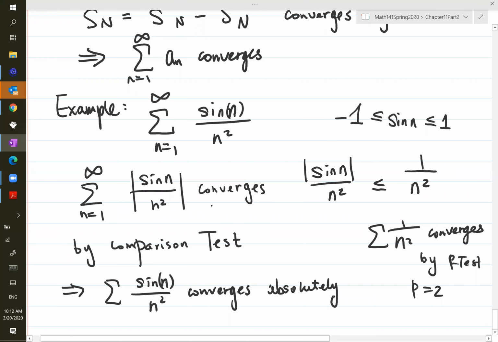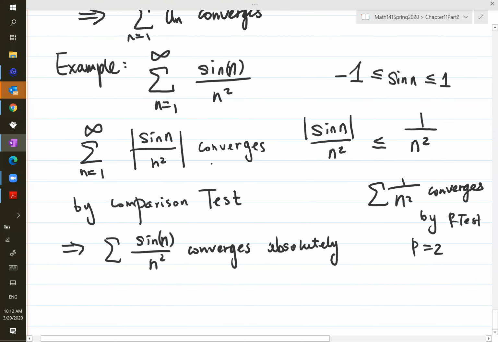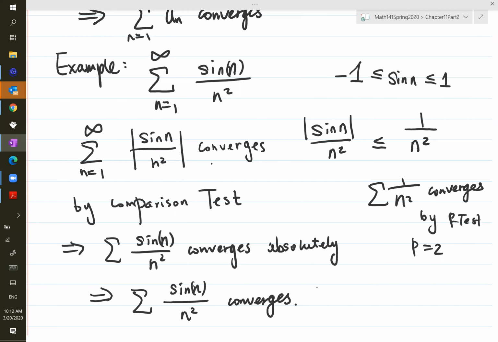Now, converging absolutely implies it actually converges. So this implies the series converges. Okay, then we are done.